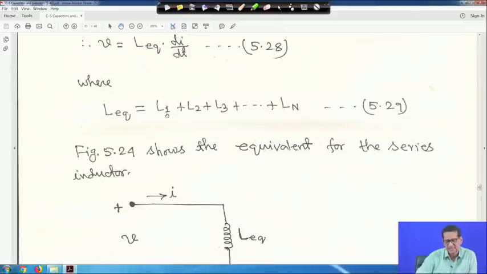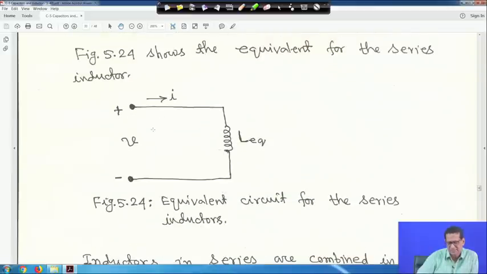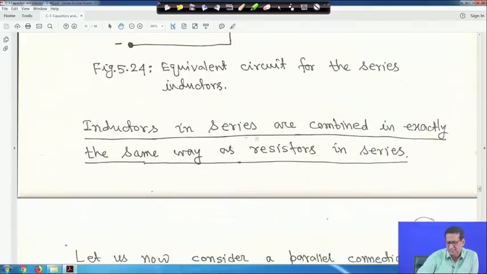It is like a resistor. For the inductor case, it is like resistors in series: when R1, R2, R3 are all in series, you add them. You do the same thing for inductors, just add them. So this is an equivalent circuit, and Leq is equal to L1 plus L2 plus L3 and so on; all the inductors you add. So, this is the equivalent circuit for series inductors. Inductors in series are combined in exactly the same way as resistors in series.